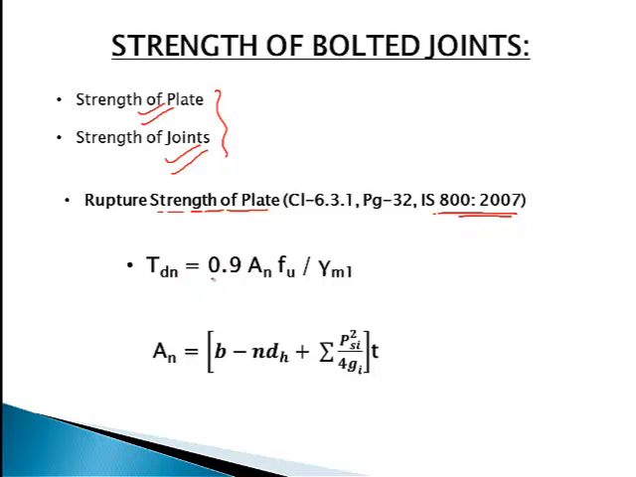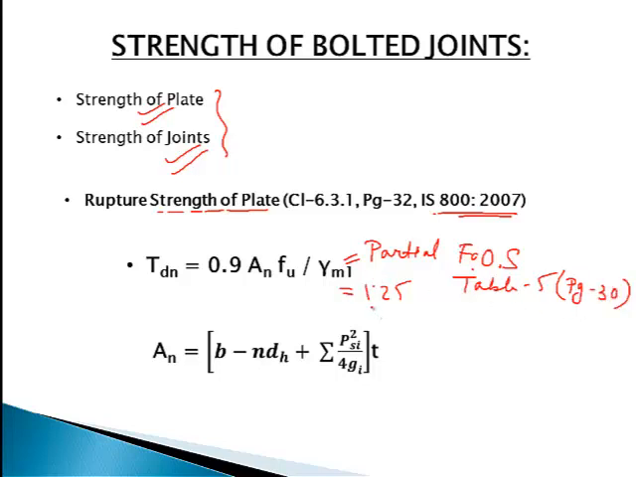ঠিক আছে? কি দিয়া আছে? 0.9 An Fu by gamma M1. So, what is gamma M1? Is the partial factor of safety. Okay, this is given in table 5 and its value is 1.25. Page 30 pa jaba tumar loge table 5 on gamma m1 or value, it's 1.25.